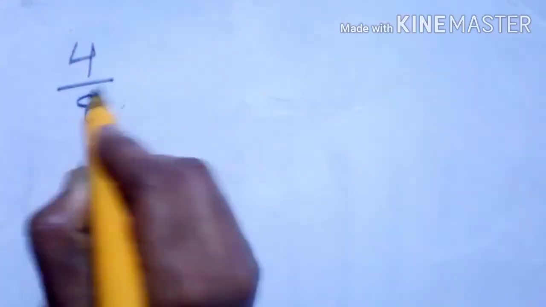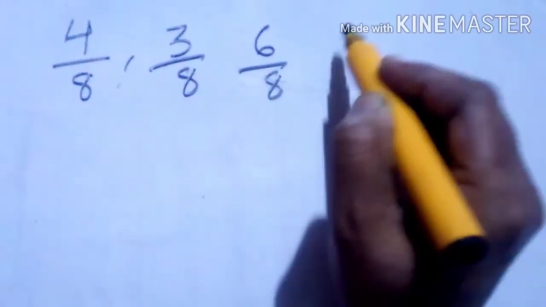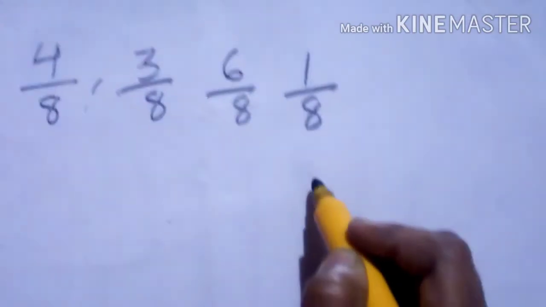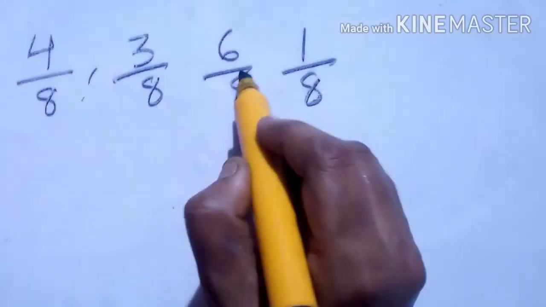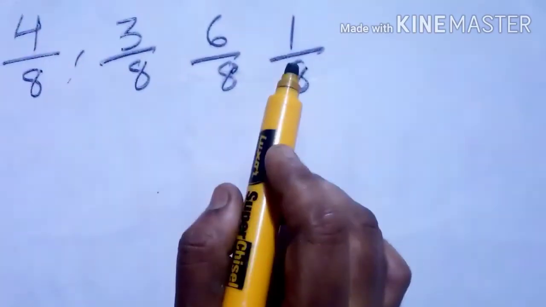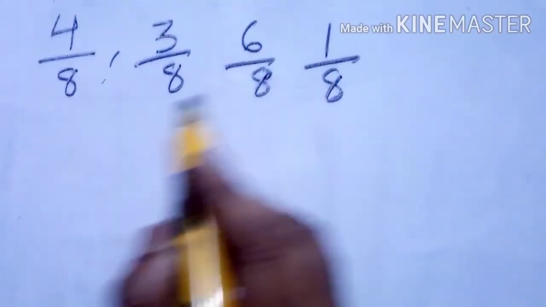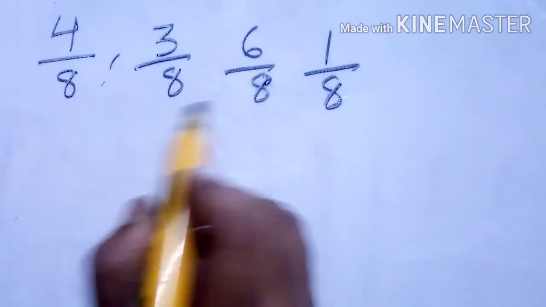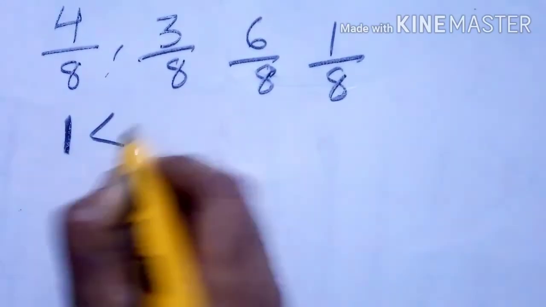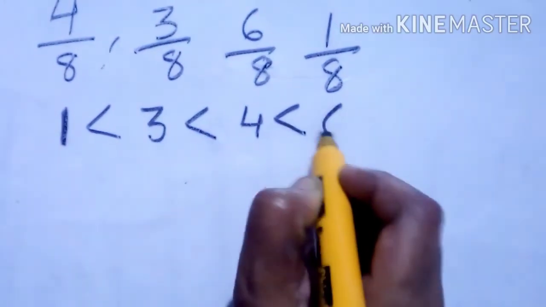Let us see one example. That is 4 by 8, 3 by 8, 6 by 8, 1 by 8. Out of this, you have to write all this in ascending order. So what you have to do? You have to write the numerators in ascending order first. Ascending order means smaller to greater. 1 is lesser than 3 is lesser than 4 is lesser than 6.